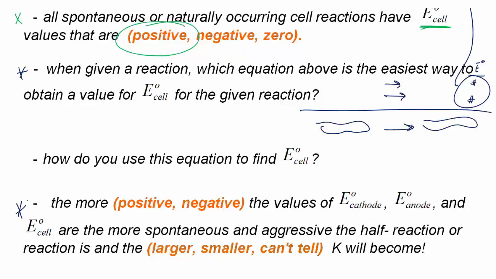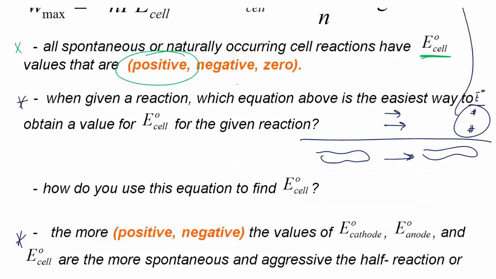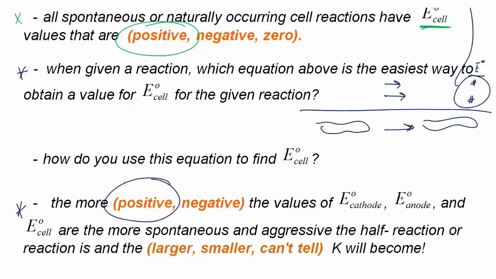This is an important point. The more positive or negative the values of these E0 cathode and E0 anode and E0 cell are, the more spontaneous and aggressive the half reaction. The more positive. Remember, we said to make E0 cell a big positive number, that means it's going to be a spontaneous reaction. Well, to get E0 cell a big positive number, E0 cathode should be a big positive number, E0 anode should be a big positive number, and we get E0 cell to be a big positive number. Okay? So the more positive these values are, the more spontaneous and aggressive the half reaction will be, or the reaction overall. And the bigger K will become.